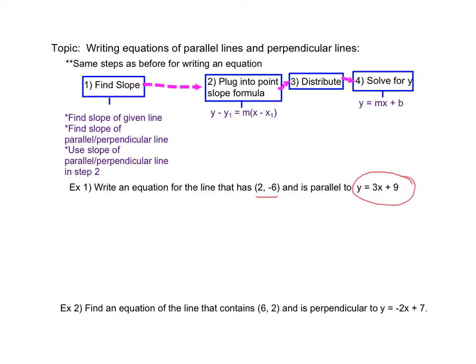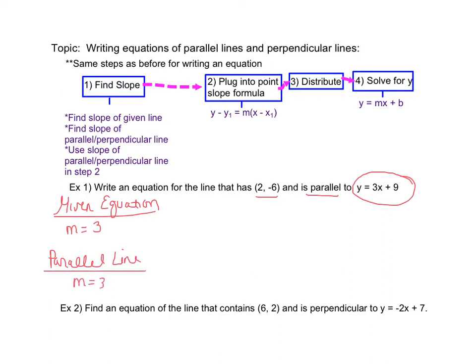So what I'm going to do is look at the slope for my given line. For my given equation, I have a slope of 3. So it told me to write a parallel line. For a parallel line, I should also have a slope of 3. So I'm going to go ahead and use that along with this given point to write my equation.